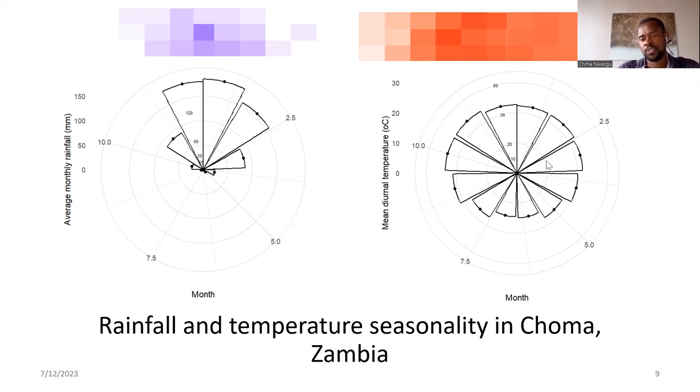Then if you look at the temperature data, you would see that the lowest temperature in the year is somewhere around July. Temperature then begins to rise slowly through August until you have the highest temperature around November. And then it begins to drop again with the wet season until you get the coldest period in the year around July and August.